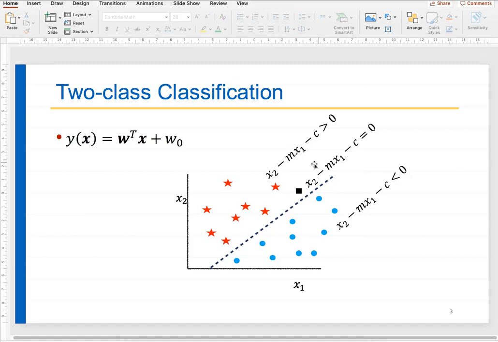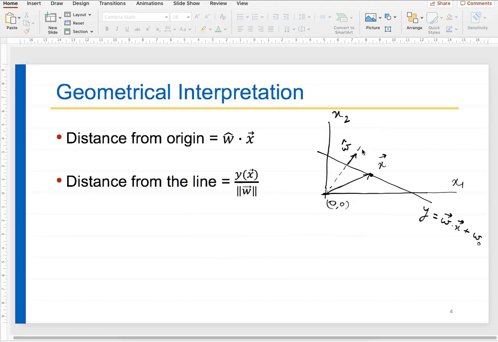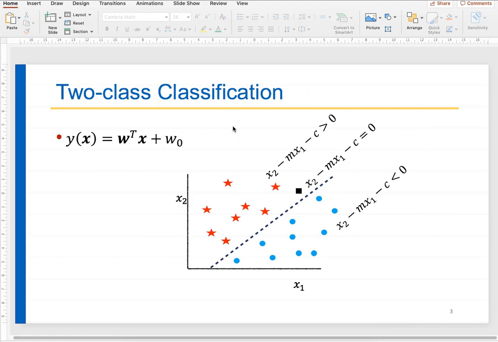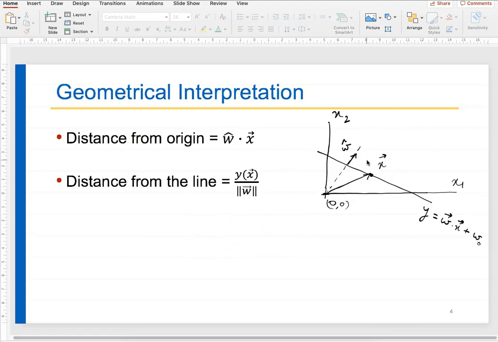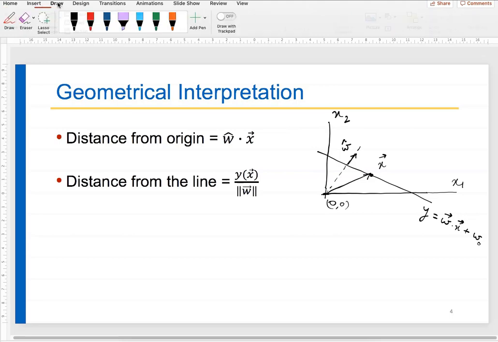Okay, so now the question is, how do I efficiently learn these m and c, the slope and intercept parameters? Let us first look at the geometrical interpretation of this m and c. Given any point, let me not use this figure for a second. Draw another figure.